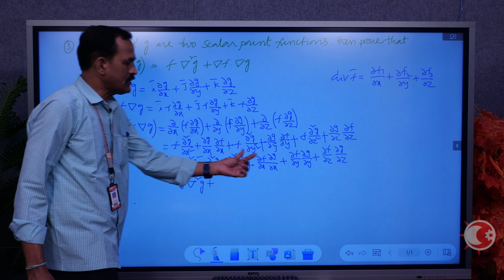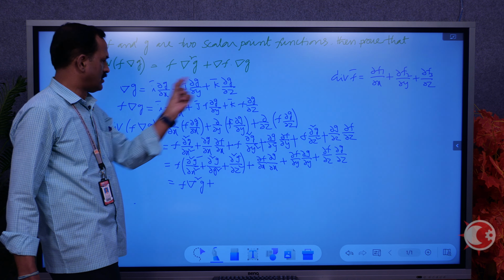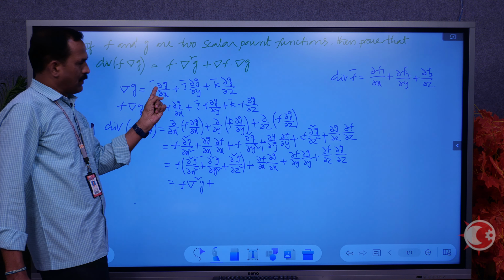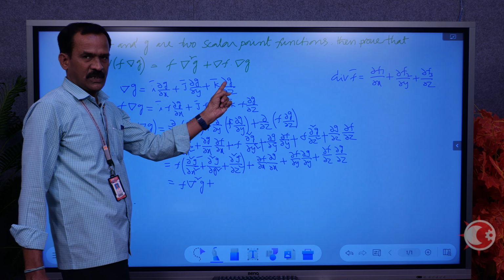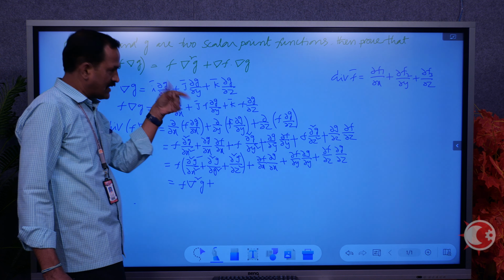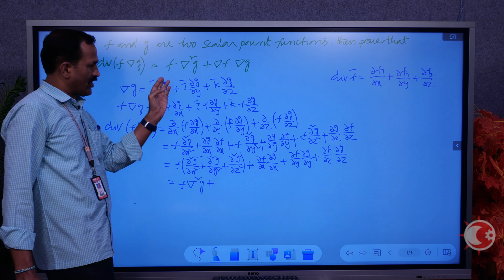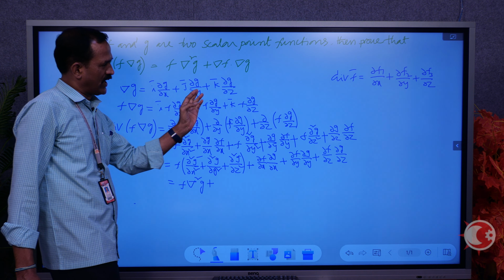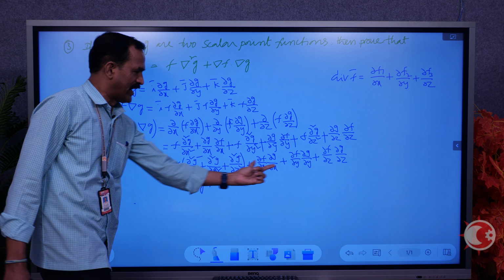Plus, we know del f and del g. Del g is i bar into ∂g/∂x plus j bar into ∂g/∂y plus k bar into ∂g/∂z. That is del g. In a similar way, del f is i bar into ∂f/∂x plus j bar into ∂f/∂y plus k bar into ∂f/∂z. If you find the dot product between them, we will get this step.